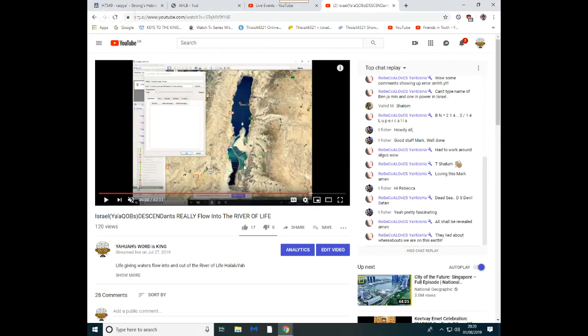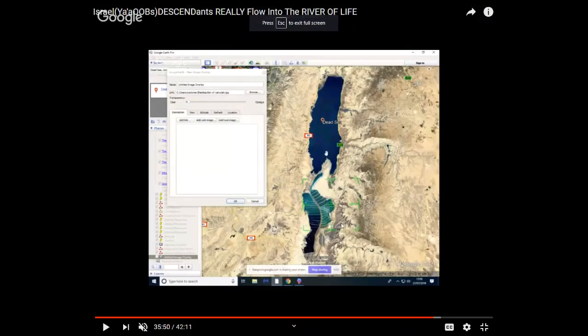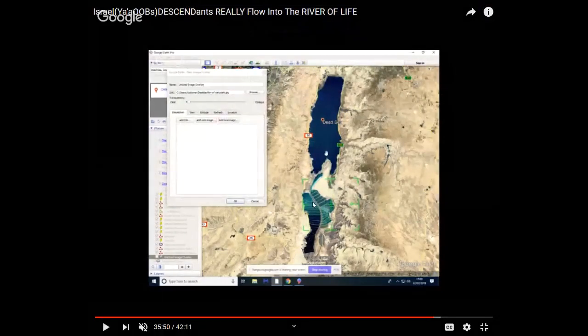So the video that we played earlier didn't play the first time with no visual, but then hopefully it did the second time. This is what we're talking about. All these little segmented, let me blow that up a bit. All these little segmented parts are where they're actually farming out the potash, the salt of the Dead Sea.